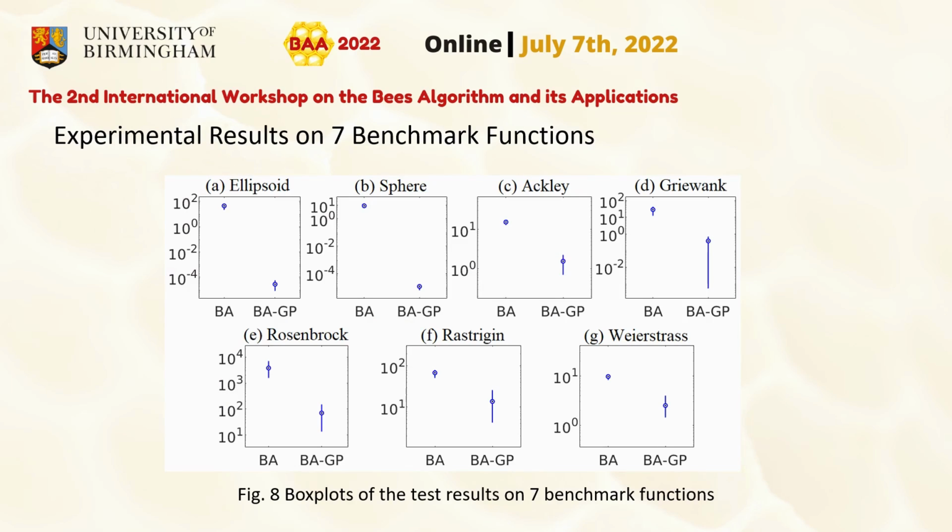For each benchmark function, the algorithm performs 20 runs. The box plots are shown in Figure 8. The y-axis is in logarithmic scale. For the 2 unimodal functions, ellipsoid and sphere, the GP-assisted BA obtained extremely low cost values compared to the standard BA. For the remaining 5 multimodal functions, the GP-assisted BA reduced the cost values significantly, showing improved global search capacity.